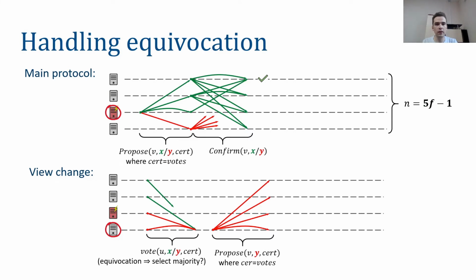Let us take a closer look at this case. Suppose that some process, while being a leader, issues a proposed message with two different values, and one of these values ends up being decided by a correct process. If in the view change we try to select the value by simple majority, we may end up selecting a wrong value, which in the end will lead to a safety violation.